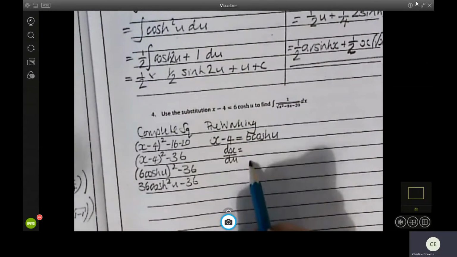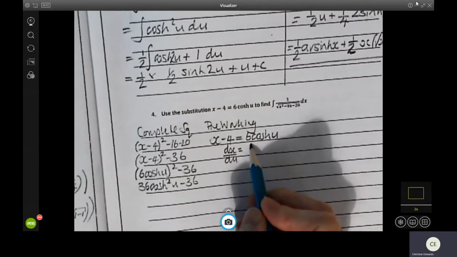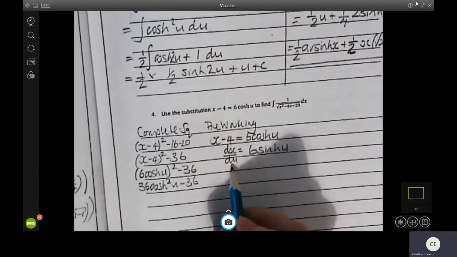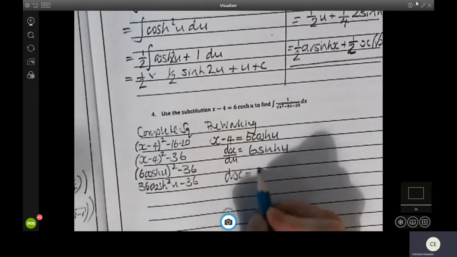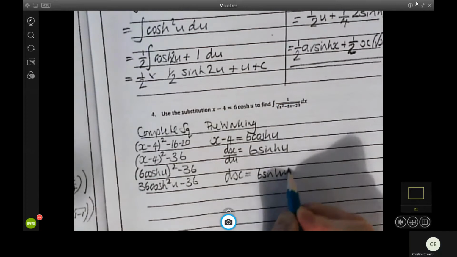That substitution will allow me to write the completed square in terms of a hyperbolic function, in this case 6 cosh u squared minus 36, which is 36 cosh squared u minus 36. Carrying on with my other pre-working, my substitution is to be differentiated, so dx by du, the minus 4 disappears, and we get 6 sinh u here. That means that dx is 6 sinh u du.